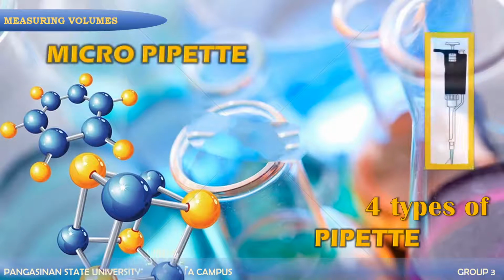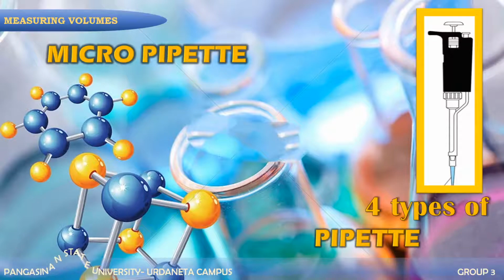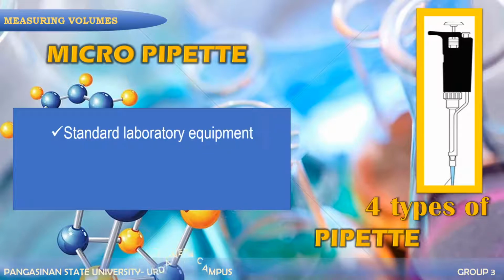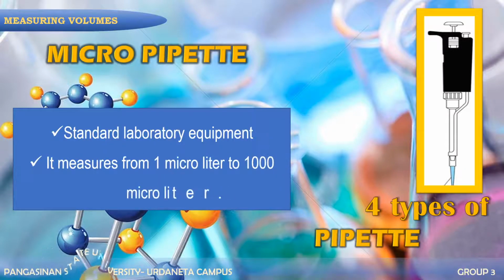Let me discuss first the micropipette. Micropipettes are the standard laboratory equipment used to measure and transfer small volumes of liquids. It measures from 1 microliter to 1000 microliters. The tips are an important part of the micropipette and allow the same device to be used for different samples without washing, so long as you change your tip between samples.